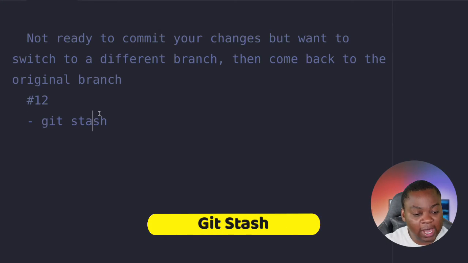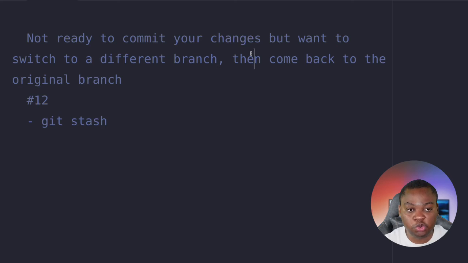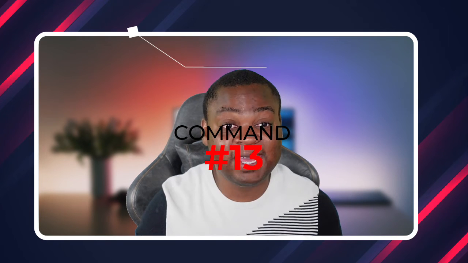So git stash allows you to not commit those changes, but be able to switch between branches. Then you can come back to the original branch and bring back those changes, and you don't have to worry about committing them. It's just like, hey, you stash them out. It will be in a temporary place. You're able to switch, and whenever you see what they're up to, you come back and then you unstash whatever you had done. Now, this command is pretty useful. I use this one all the time. Yes, I do. Command number 13.